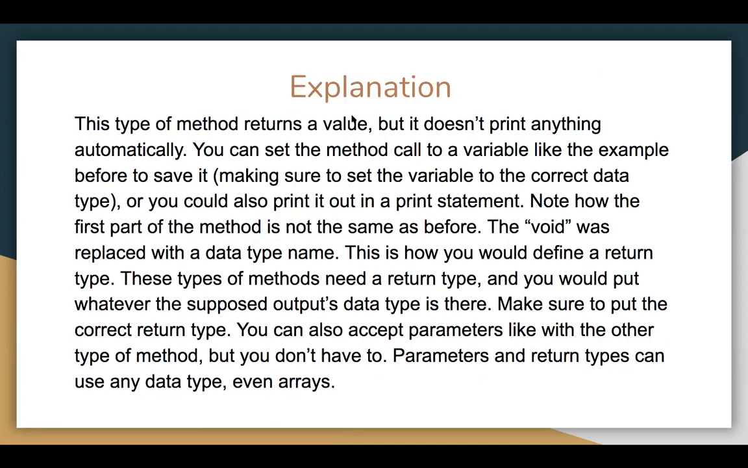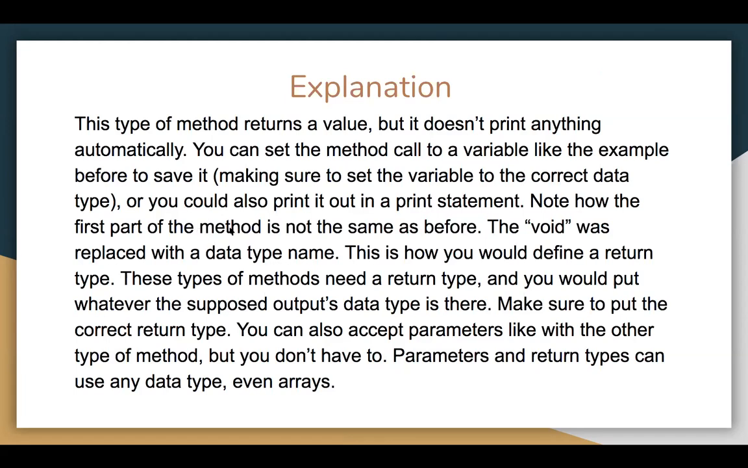So an explanation. This type of method returns a value, but it doesn't actually print anything automatically. You can set the method call to a variable, like the example before, to save it, making sure to set the variable to the correct data type. Or you could also print it out in the print statement.